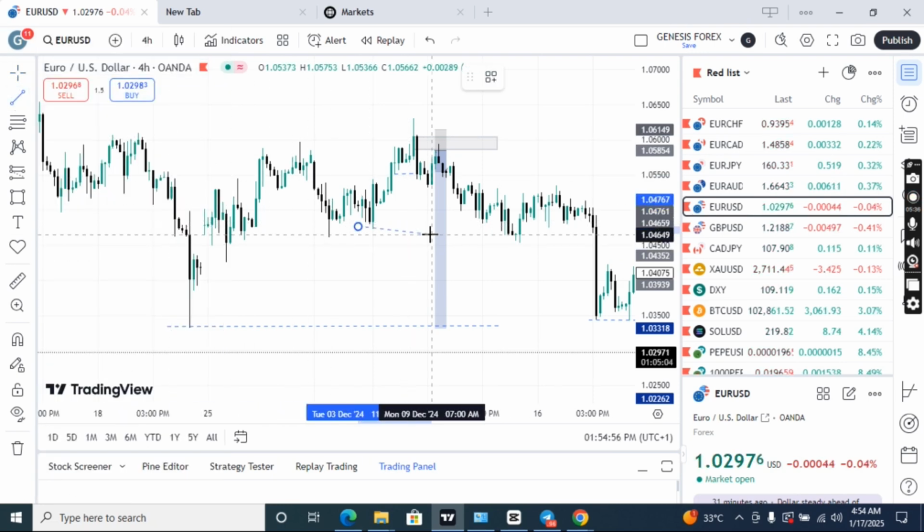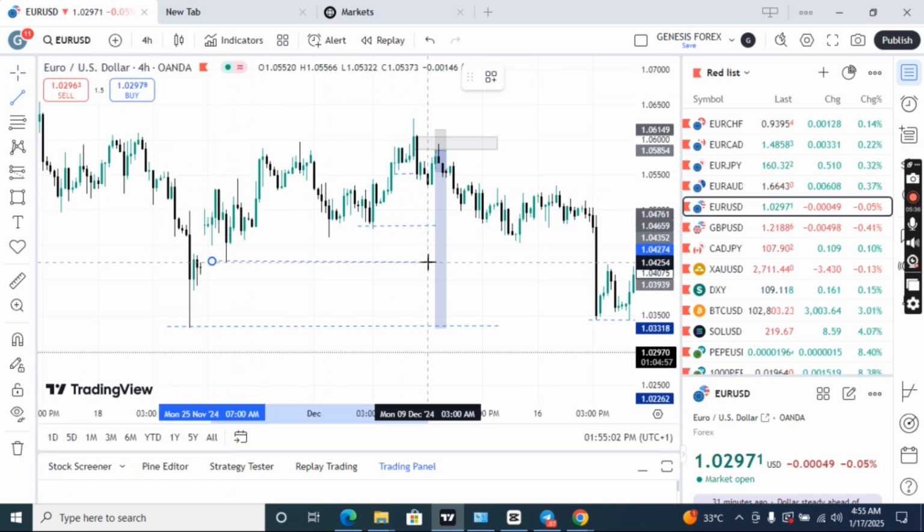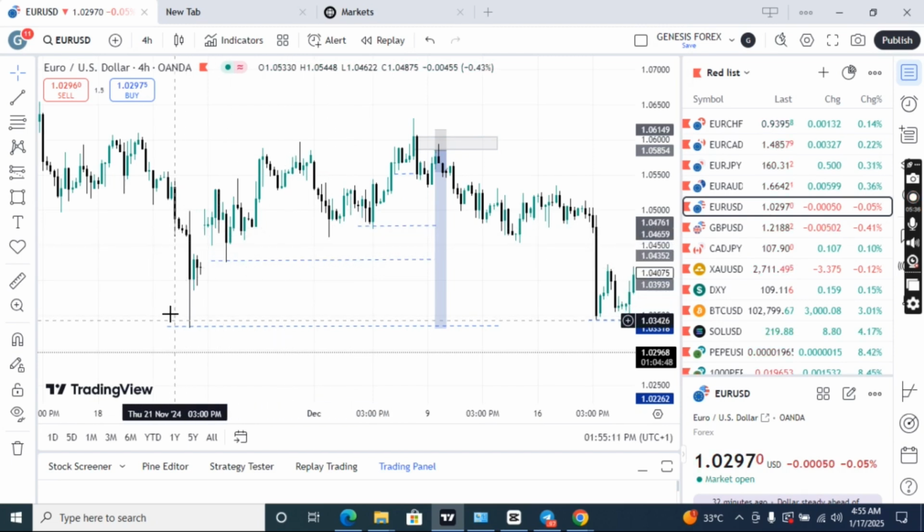We have this particular low here, right? We have the particular low there. We have this particular low here. So all these places are internal range liquidity, right? That you can use as a TP1 or TP2. So if you're selling from this place, you can use it as a TP1, you can use it as a TP2, then final TP, right?